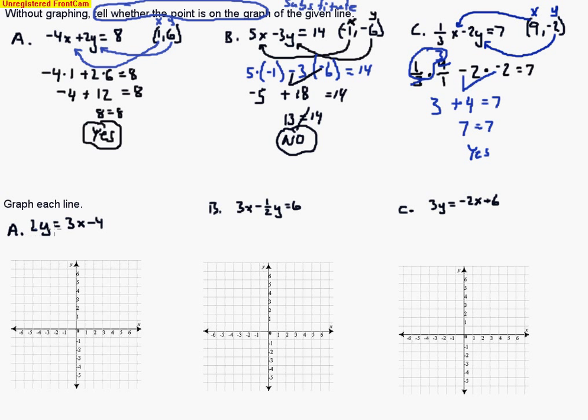2y equals 3x minus 4. I want to get y by itself. It's easy to get y by itself here. All I have to do is divide by 2. And if I do that, I get the equation in slope-intercept form. So now I've got y by itself.